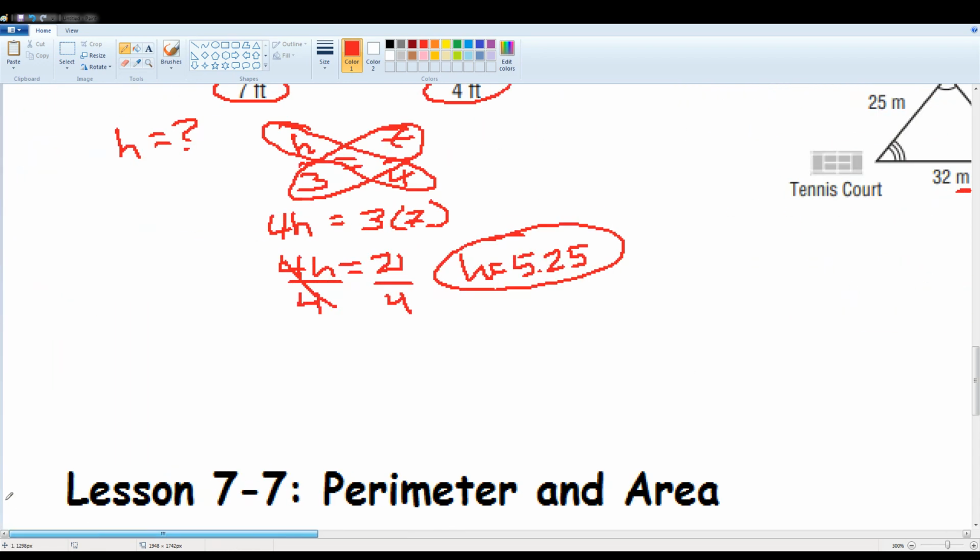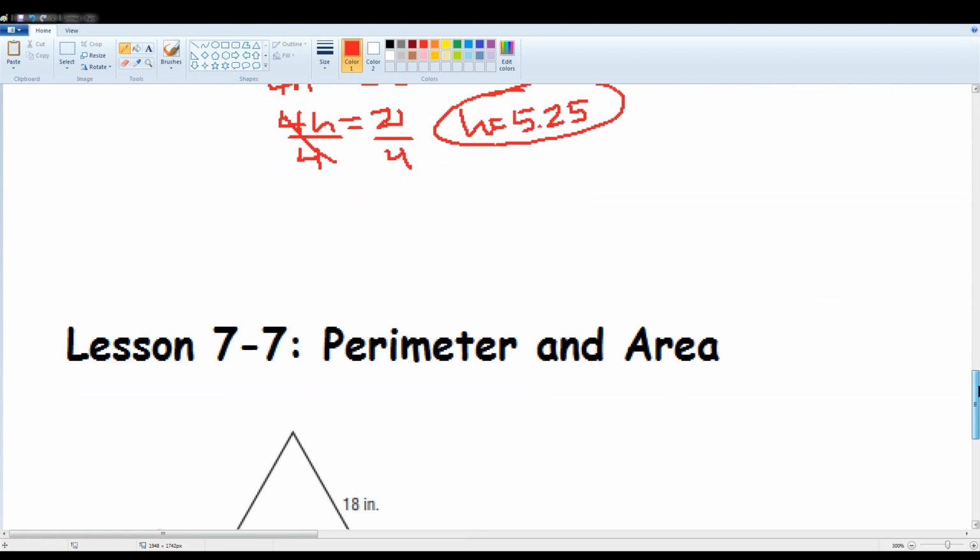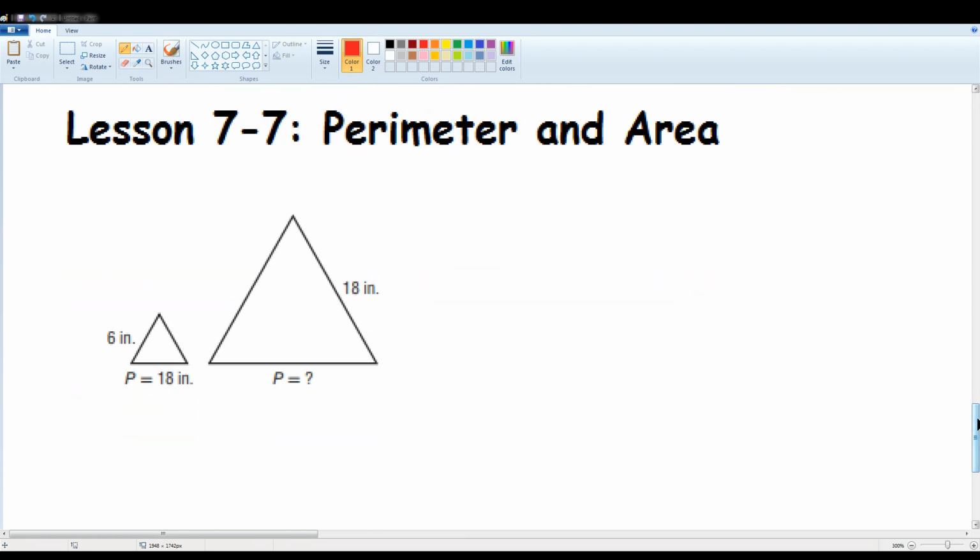Moving on. Last lesson of our chapter, lesson 7-7, perimeter and area. So perimeter works the same with scale factors as similar shapes. Find the perimeter of the new shape. All right, what you should have done is first found the scale factor. This is always going to be our new shape since we're missing its perimeter.